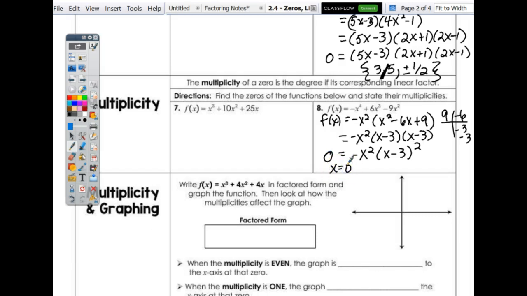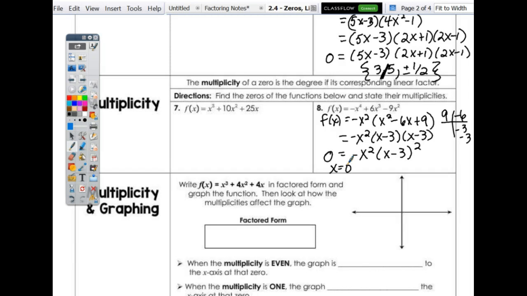what they're asking for this time is the multiplicity. And by multiplicity, what I mean is the parentheses are the linear factors. The x, the 3, and the 3, right? Those are my linear factors. Multiplicity is the exponent on the outside of the parentheses. So what's the exponent outside the parentheses? So this time, the exponent outside the x is 2.